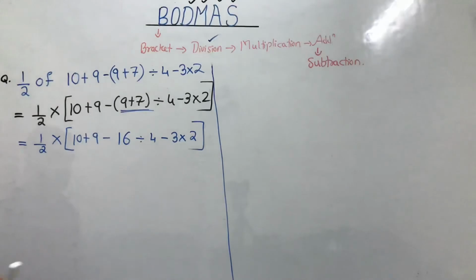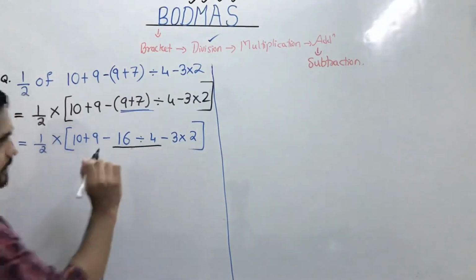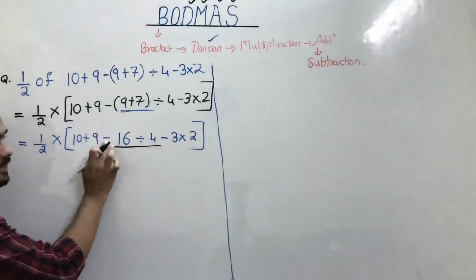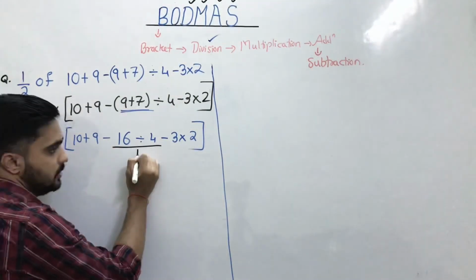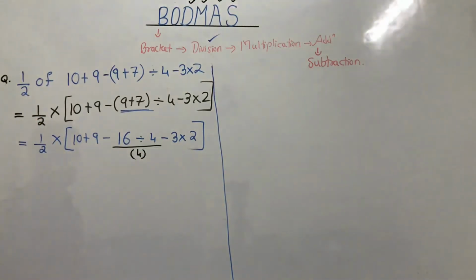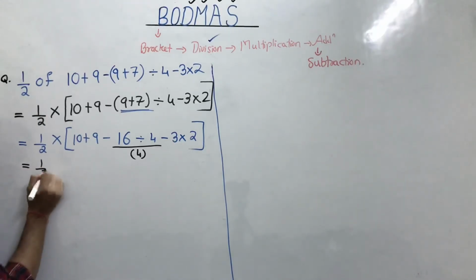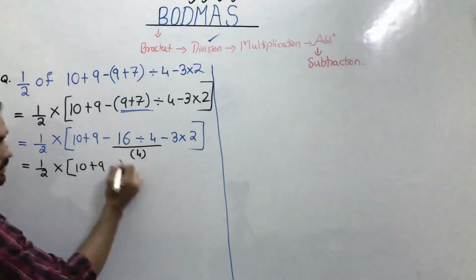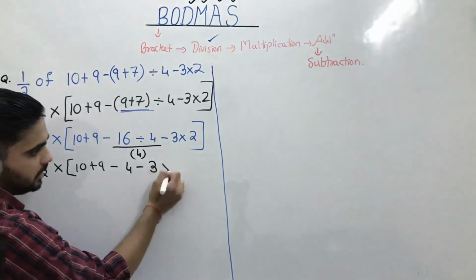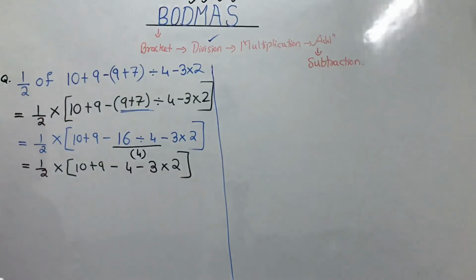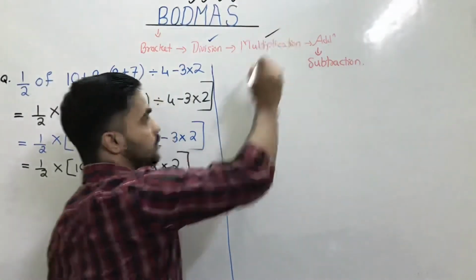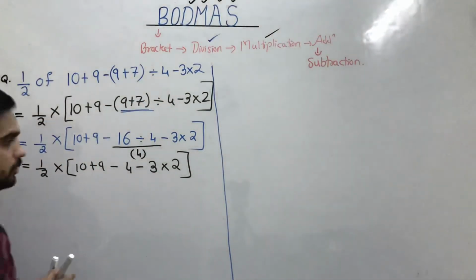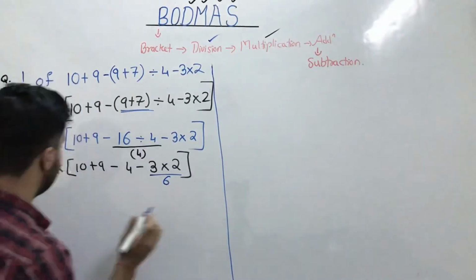Now according to the rule, first we'll go with division. So this is 16 divided by 4. We'll keep this minus as it is. So here we have 4 4s are 16. So this will be 1 by 2 into 10 plus 9 as it is, minus as it is. Here we'll have 4 minus 3 into 2. Now we'll go with multiplication according to the rule. So 3 into 2 is nothing but 6.